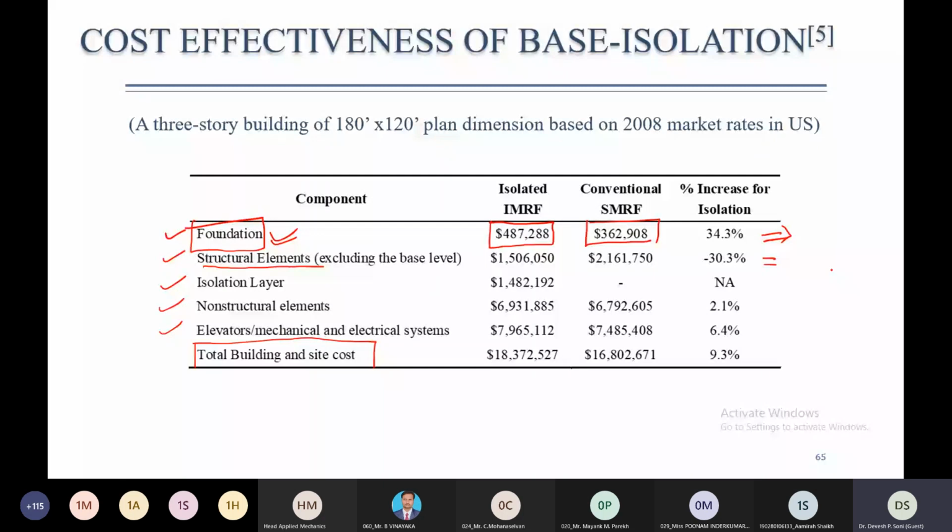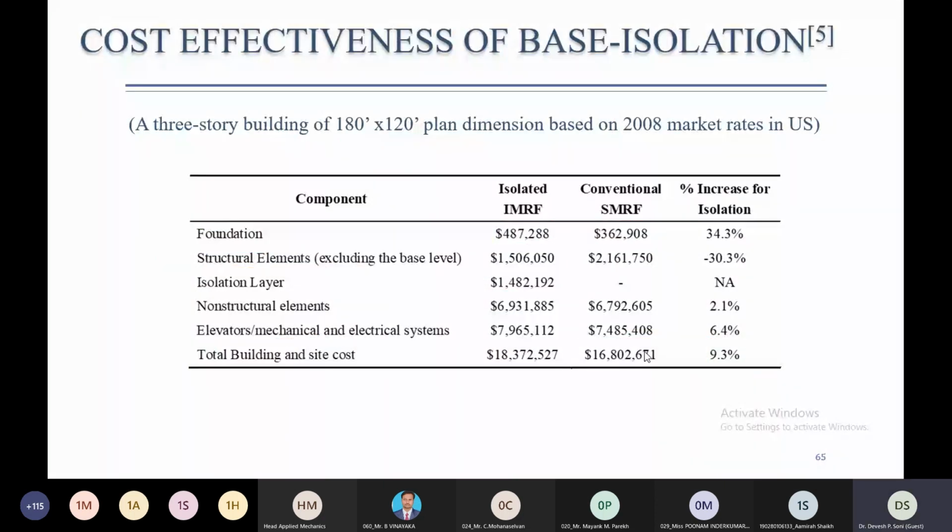Note that this one study was carried out on a 3-storied building of this dimension, and the rates are given in 2008 market rates in the US. The isolation layer is costing around this. And finally, we can see the gross increase in cost is around 10% if we go for seismic base isolation. This shows the cost effectiveness of base isolation.